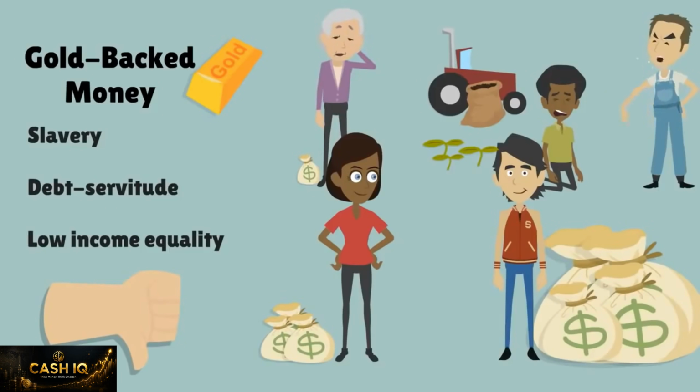On the other hand, gold-backed money periods have widespread slavery or debt servitude. Income equality is low, with a small minority of extremely wealthy individuals and many poor people. The middle class is enslaved to ever-increasing debt.